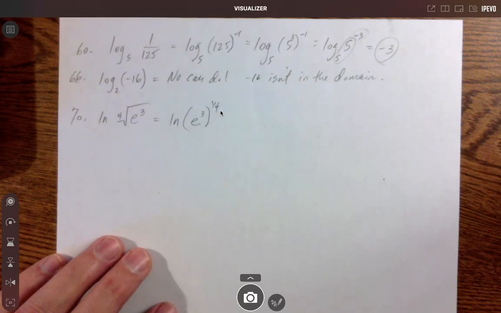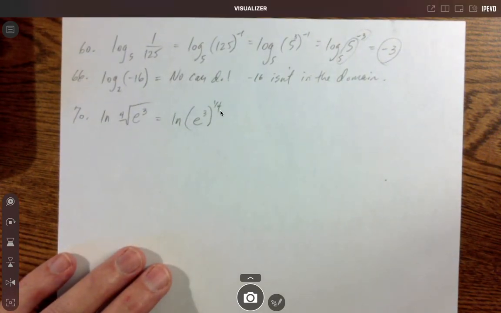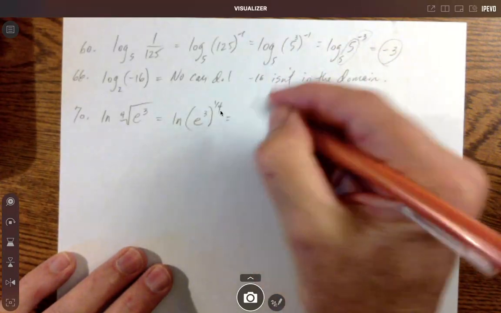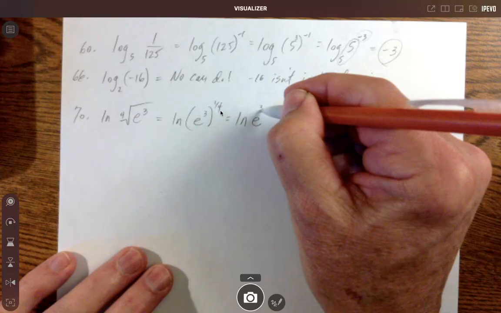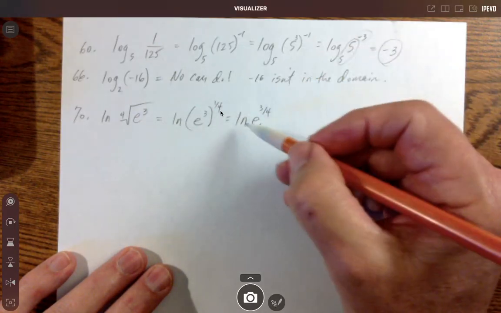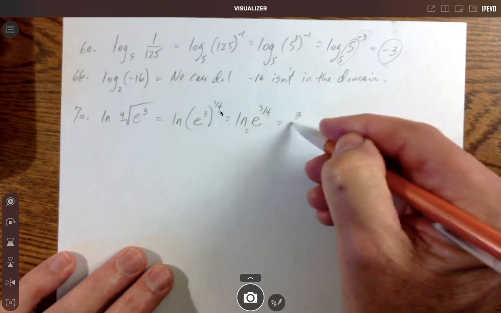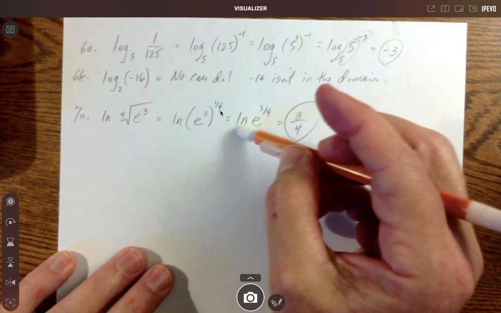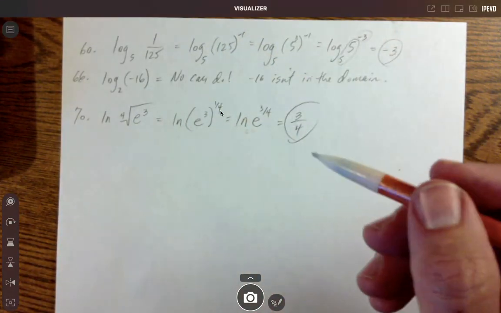And now I can multiply those two powers. So that's natural log of e to the 3/4. Now remember, natural log is base e, so these are the same, so the answer should just be 3/4. Right, because natural log of e is 1, so you're just going to get 3/4.